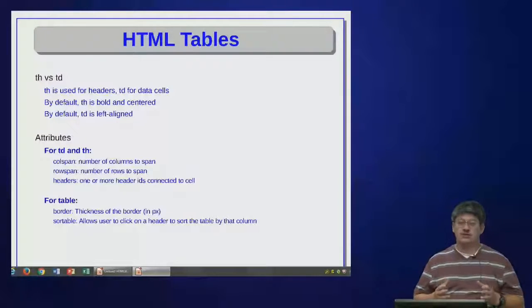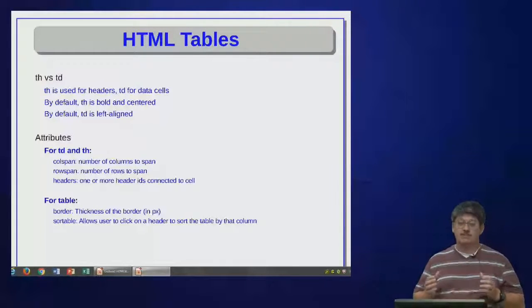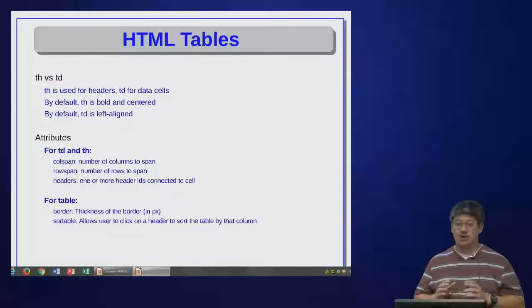In addition to the td, th, table, and tr tags, there are some attributes that you can use to tell the web browser how to display a table. One of those is the colspan attribute. If you put the colspan attribute in a td or th tag, you can create a data cell that spans more than one column.